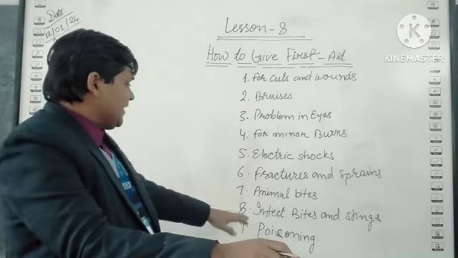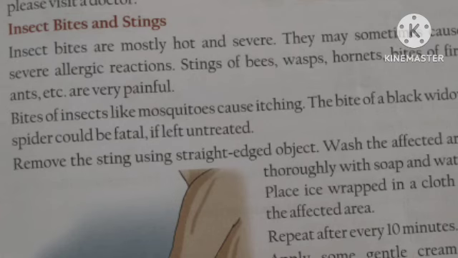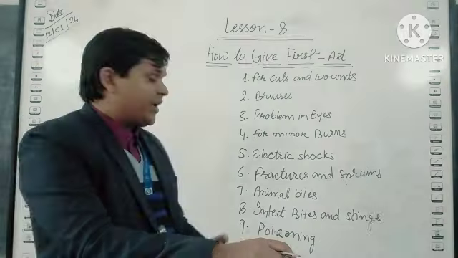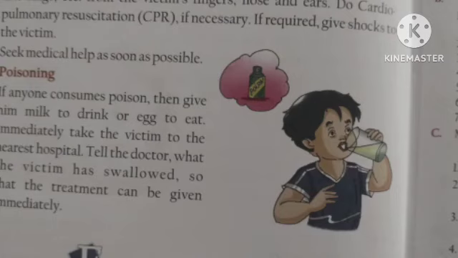The next point is insect bites and stings. Insect bites and stings are also common. In that moment, what we need to do, we have to understand today. The last one is poisoning.